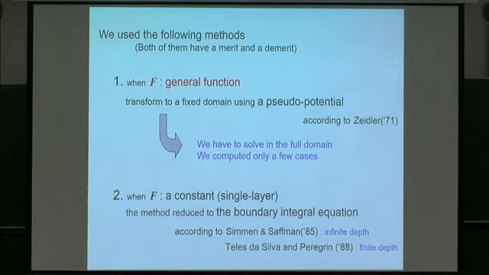When f is a general function, according to Seidler, it can be transformed to a fixed domain using a pseudo potential. This method is applicable to general f, but it has the demerit that we have to solve in the full domain. And when f is a constant and the flow is single layer, it can be reduced to a boundary integral equation according to Schiemann and Saffman.